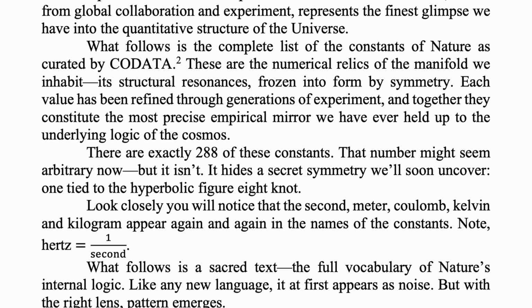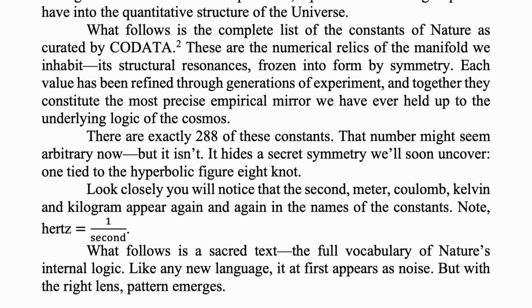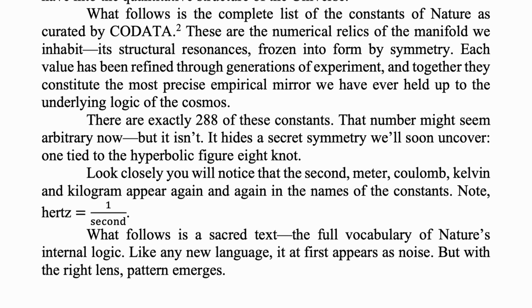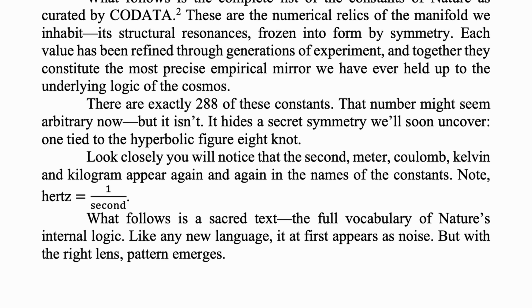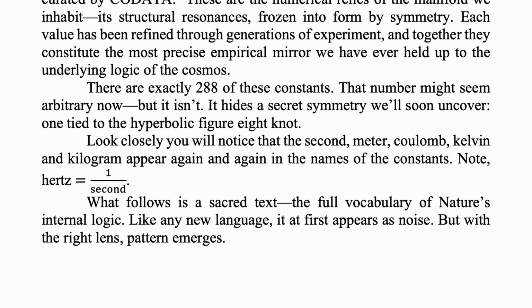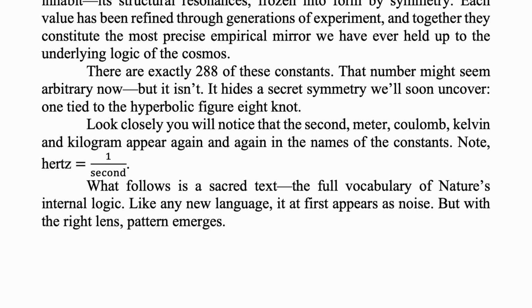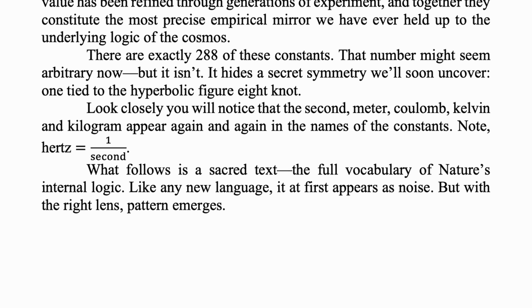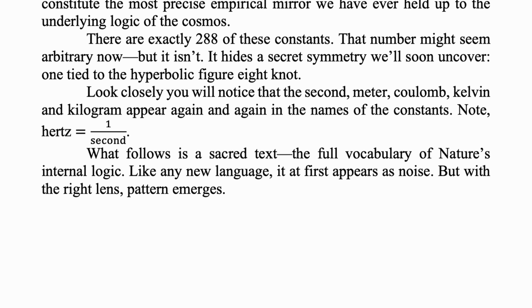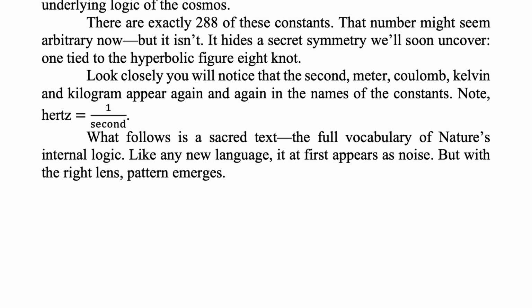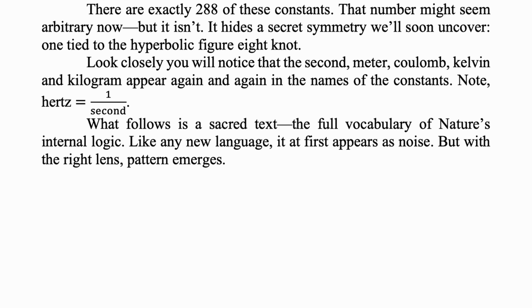There are exactly 288 of these constants. That number might seem arbitrary now, but it isn't. It hides a secret symmetry we'll soon uncover, one tied to the hyperbolic figure 8 knot. Look closely. You will notice that the second, meter, coulomb, Kelvin, and kilogram appear again and again in the names of the constants. Note, Hertz equals 1/second. What follows is a sacred text, the full vocabulary of nature's internal logic. Like any new language, it at first appears as noise, but with the right lens, pattern emerges.